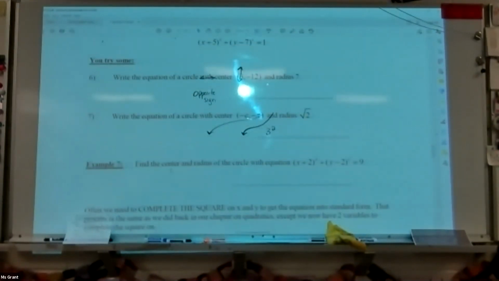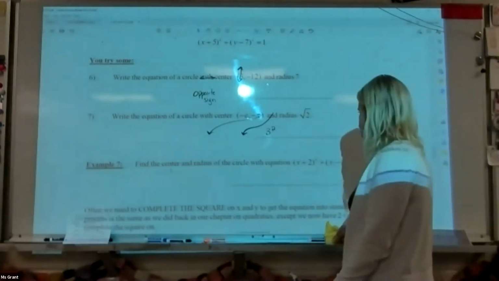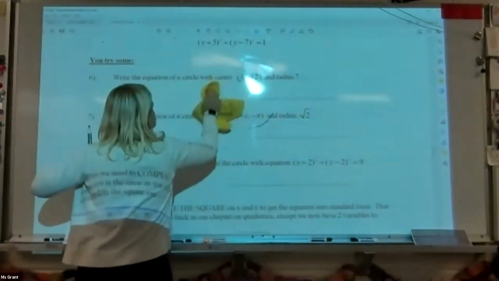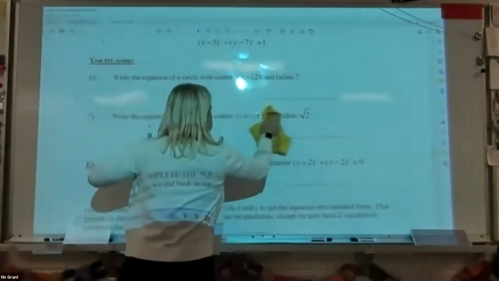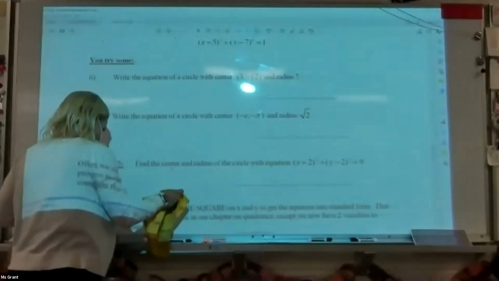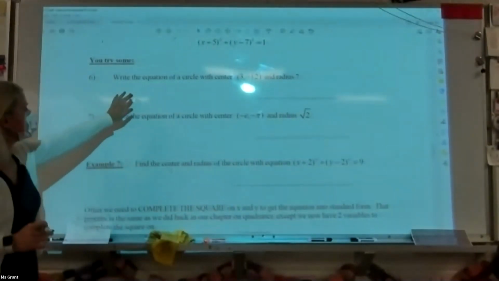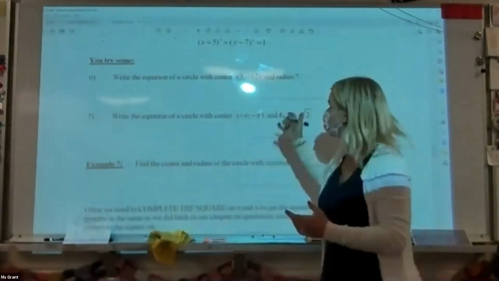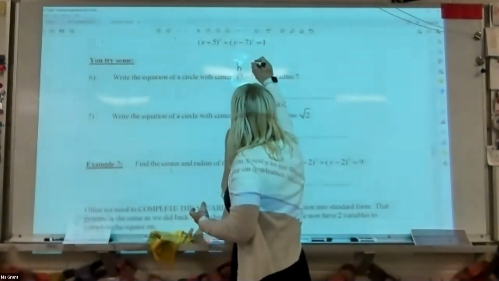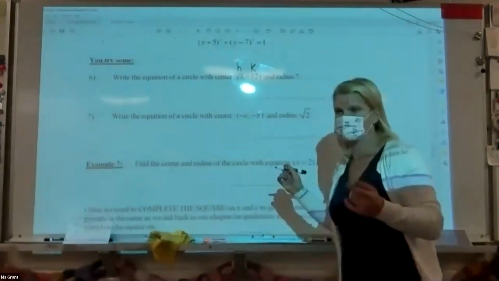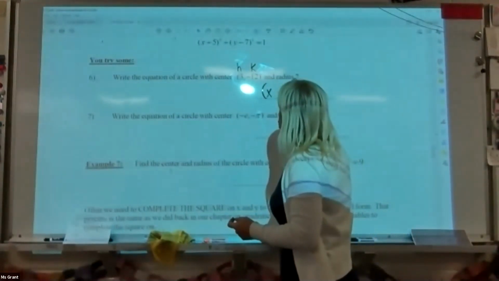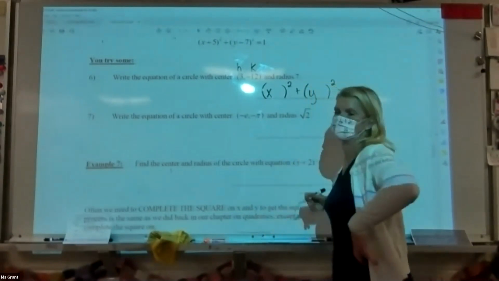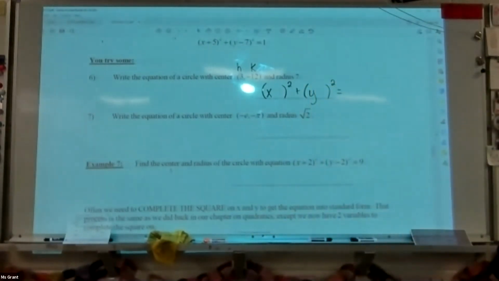Okay, 6 and 7. Write the equation of a circle with center (3, -12). So this is my h and my k, right? So you're starting it like this. And then it's radius squared, r squared.